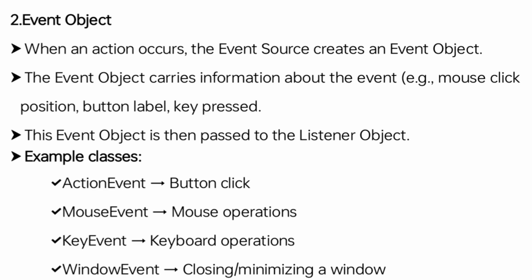So action event, button click, mouse event, mouse operations, key event, keyboard operations, window event, closing or minimizing a window. These are the actions that take place. If any of these actions take place, automatically the event source creates an event object.